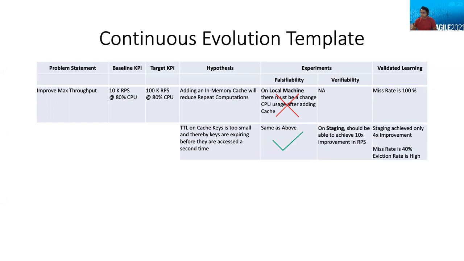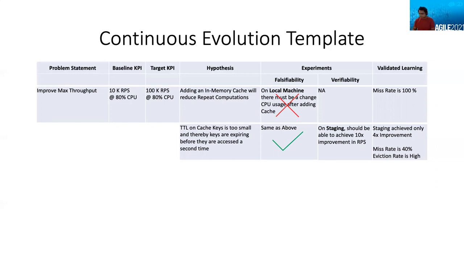So I move towards verifiability on a higher environment, and this time, staging. And the strategy I'm going to leverage now is to scale the trend, right? So we see that there is a 10x improvement that has been requested. So I'm going to try a 10x, that is pretty much put on the basis of whatever is the baseline KPI for the staging environment.